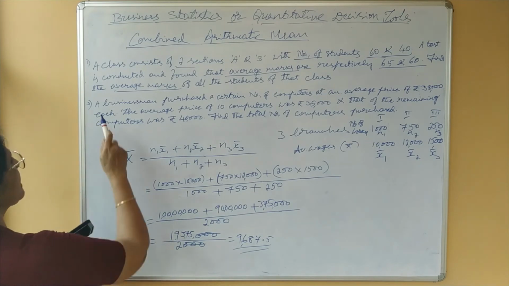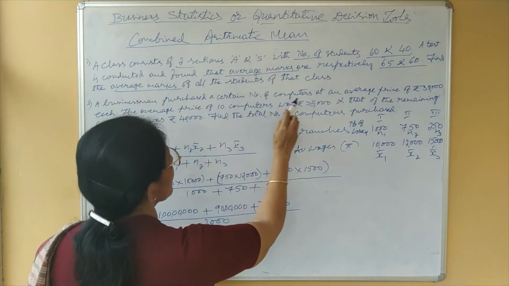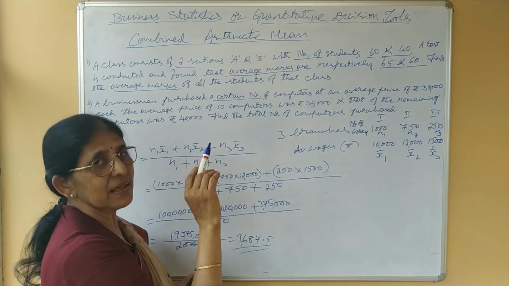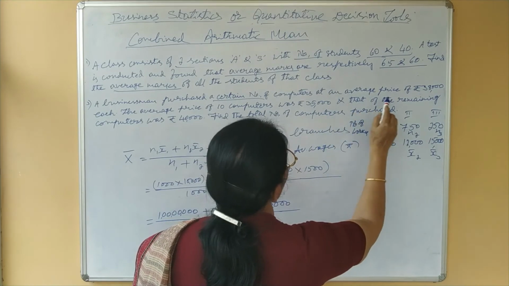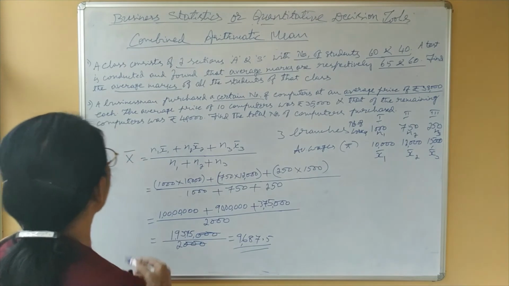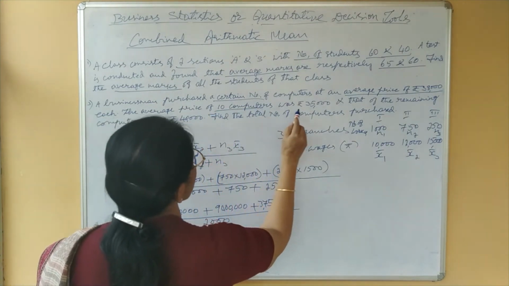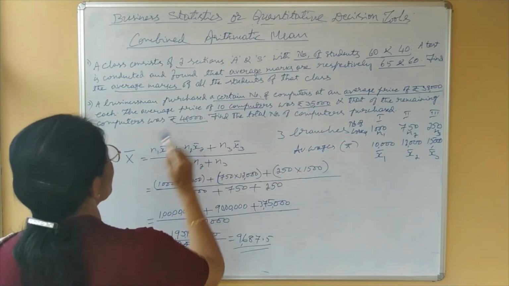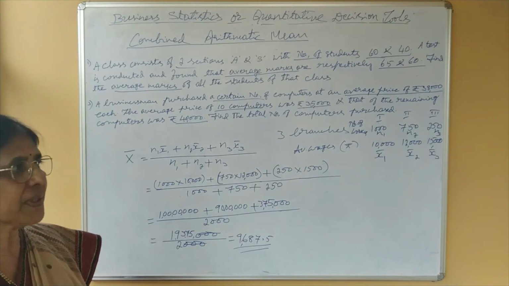Now, here see the next problem. A businessman purchased a certain number of computers. It is not given how many computers were purchased. The certain number of computers at an average price of 38,000 rupees each. The average price of 10 computers was 35,000 and that of the remaining computers was 40,000 rupees. Find the total number of computers purchased.